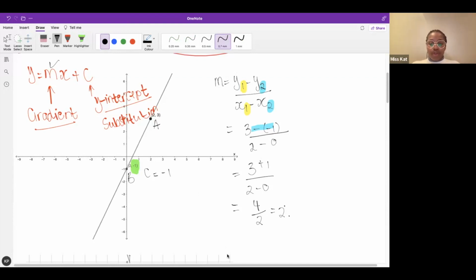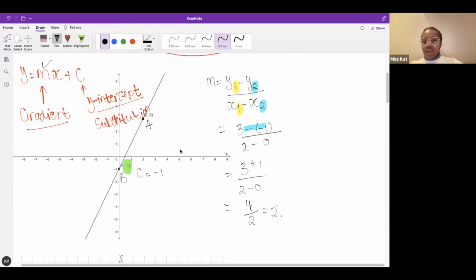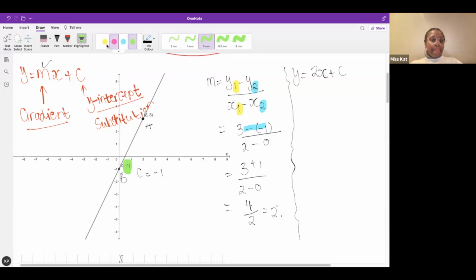Or let's do it by formula. Let's say you're not comfortable with that, you don't like looking at the graph. You're going to have y equals, we just worked out that our gradient is 2, so 2x plus c. Now we're going to use a random point. I choose to use 2, 3. Remember, wherever I see an x, I must put 2, and wherever I see a y, I must put 3.